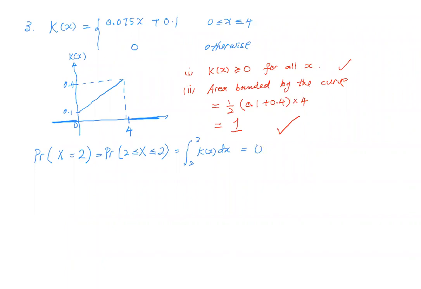It is obviously 0. That means for a continuous variable, the chance for a particular value to happen is 0. So that is the first point. Clear?